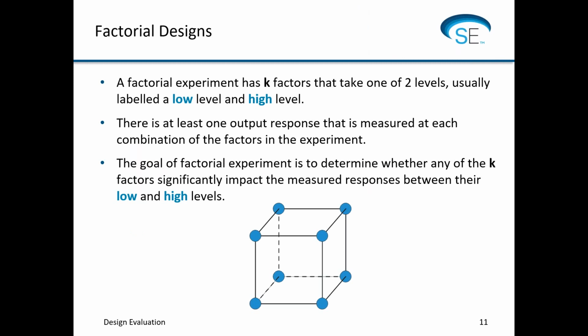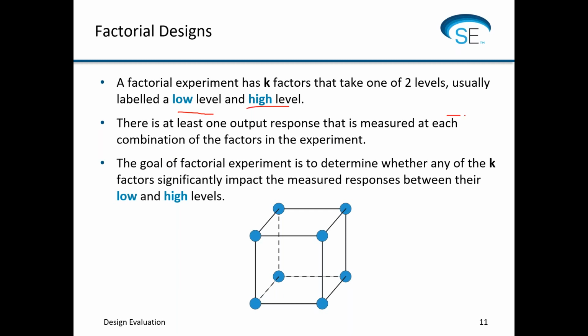So just a reminder, this is a one slide reminder. A factorial experiment, you have k factors. A factor is something that we're changing as part of the experiment. And in a factorial experiment, typically you would only look at two levels of it, like a low and a high, like a low temperature, a high temperature. Or you look at washer A versus washer B, or material A versus material B, and so on. But historically, they've always been labeled as a low level and a high level.